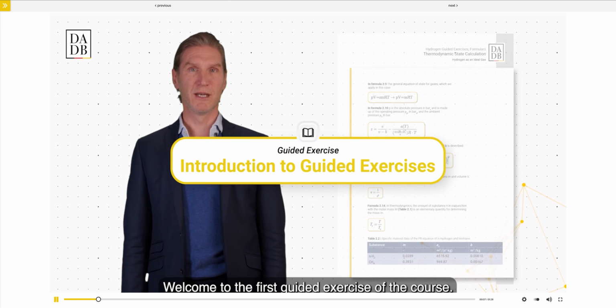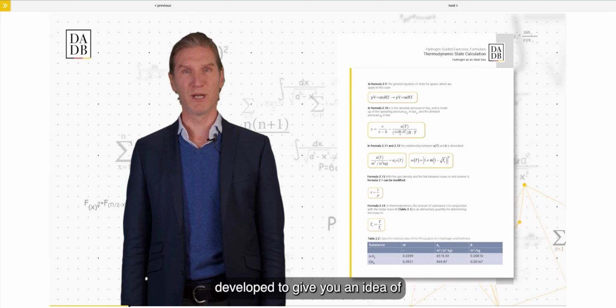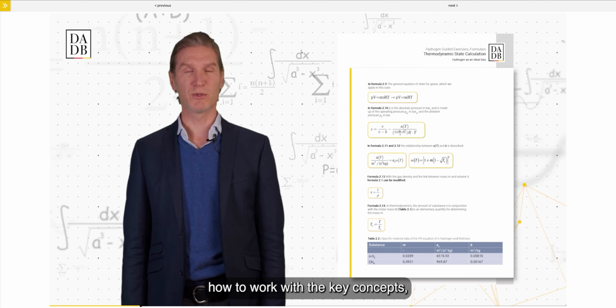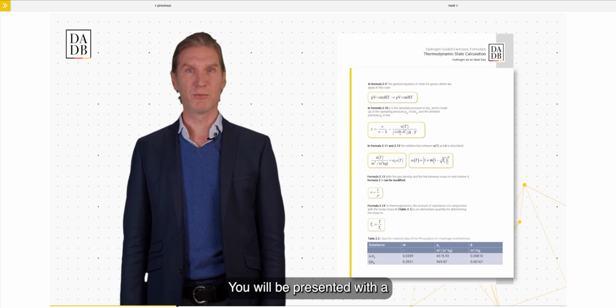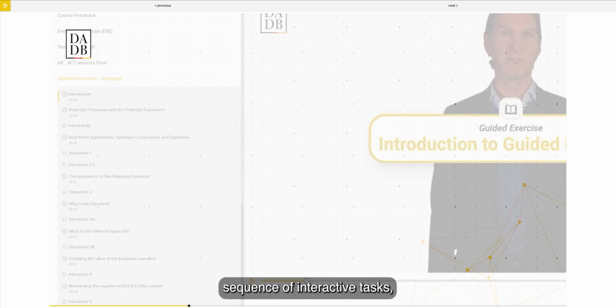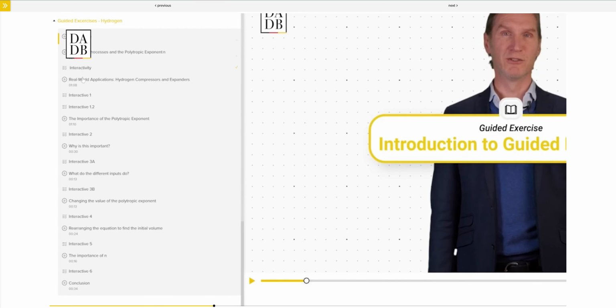Welcome to the first guided exercise of the course. The guided exercises have been developed to give you an idea of how to work with the key concepts, formulas, and equations introduced in the course. You will be presented with a sequence of interactive tasks, each of which requires you to provide a solution.